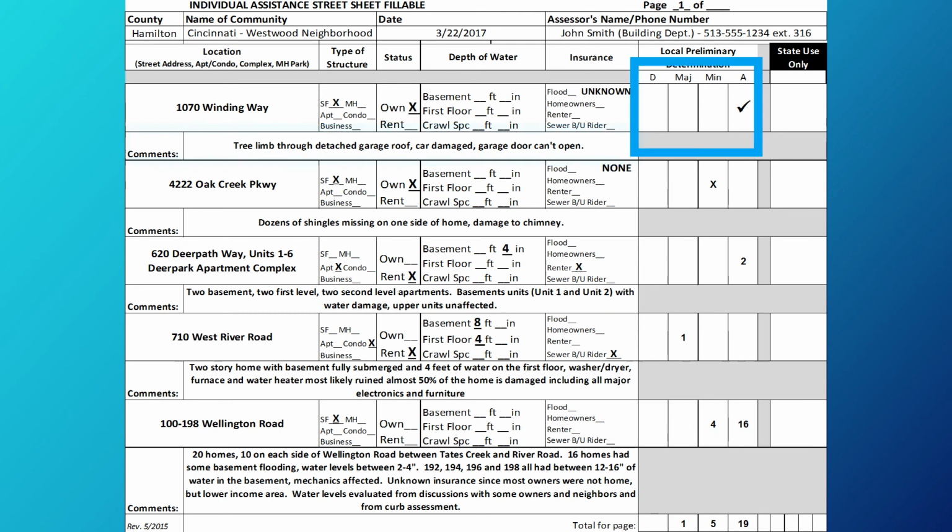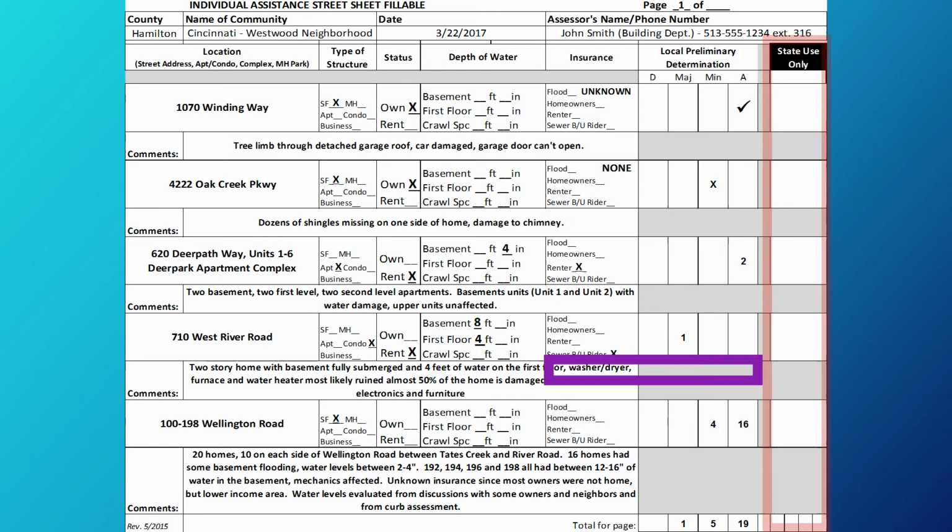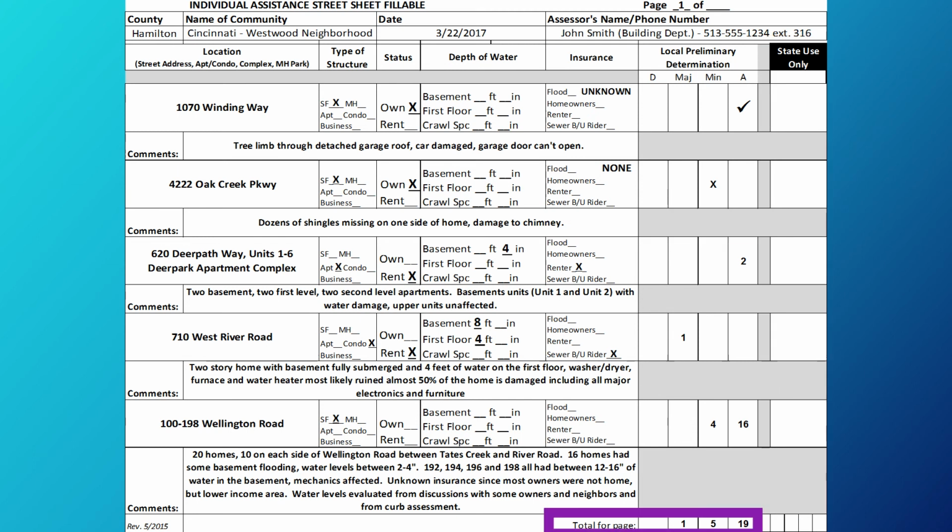Lastly, you will mark the degree of damage. Please only mark the appropriate degree of damage. You will leave the next column, the State Use Only section, blank. After your sheet is complete, you will tally the total for each page on the bottom.